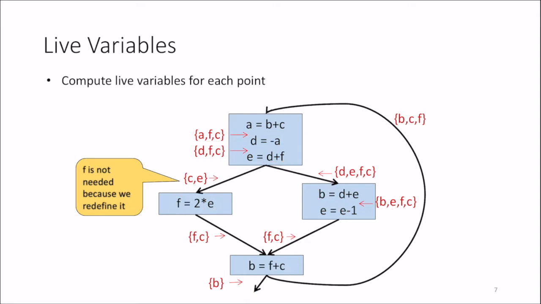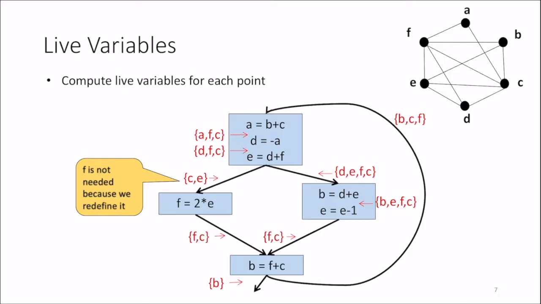Now that we have all of the requirements of which variable is alive at which point in this control flow graph, we can now look for the dependencies between these variables, between these locations.